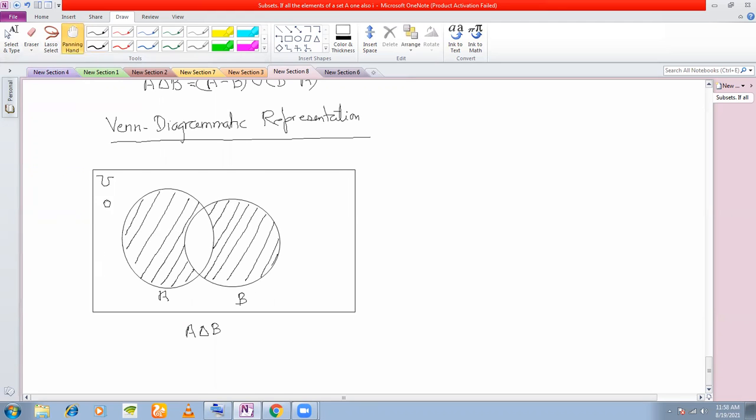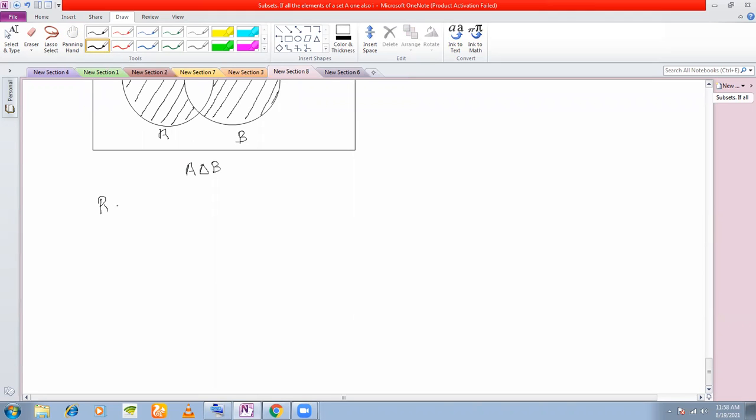Okay, now properties of symmetric difference. Now again, I repeat, symmetric difference is not an operation. We have only done three operations till now, which is union, intersection, and difference. The fourth operation is left. Symmetric difference is not the fourth operation. This definition is just related to your difference of sets. First property is that A delta B is equal to B delta A.